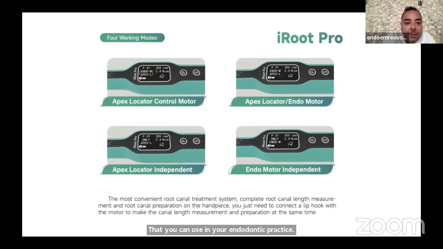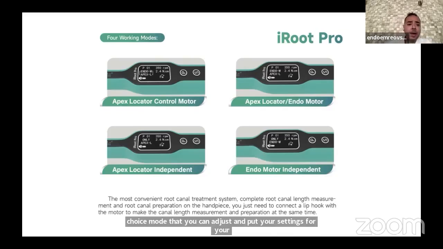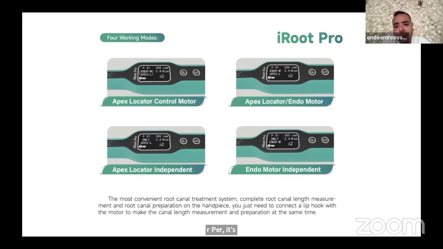To explain some details and working modes of the endomotor, it has 4 working modes. It also has a doctor choice mode where you can adjust and save your settings for your iRoot Pro. It's an apex locator controlled endomotor. In the 4 working modes, you can use the apex locator independently, or you can use the endomotor independently. It's the most convenient root canal treatment system, with complete root canal length measurement and root canal preparation on the handpiece.